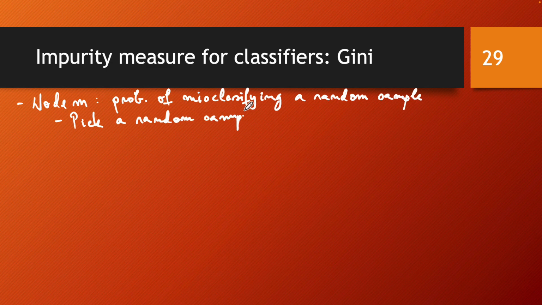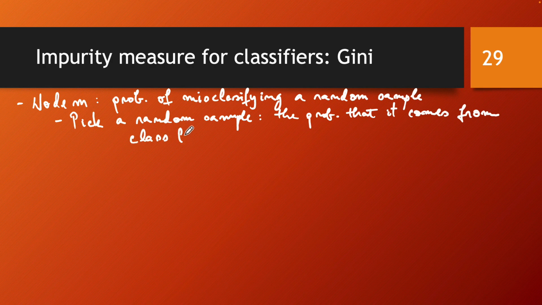remember that you have k classes, and the probability that it comes from class K is exactly what we denoted on the previous slide by PMK. So, the probability in node M that it comes from class K. And then the other one is to pick a prediction to give.